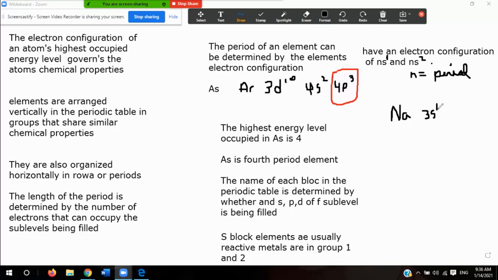Group 1 is referred to as the alkali metals.